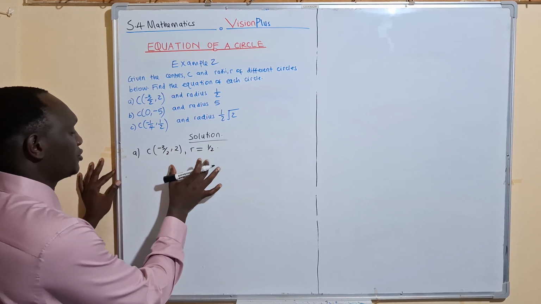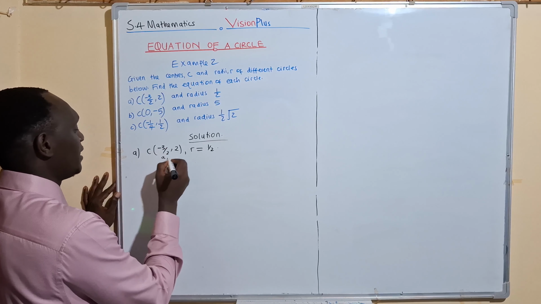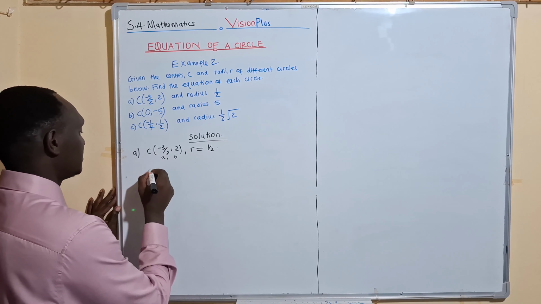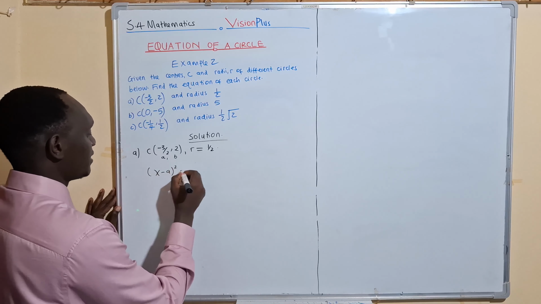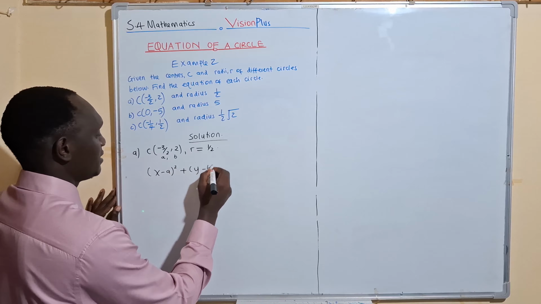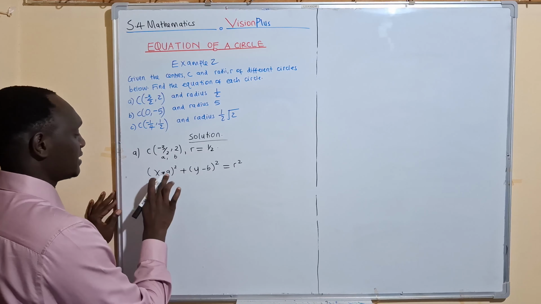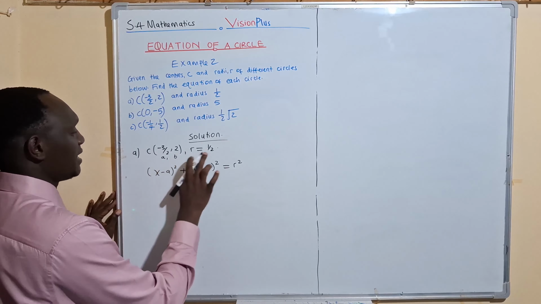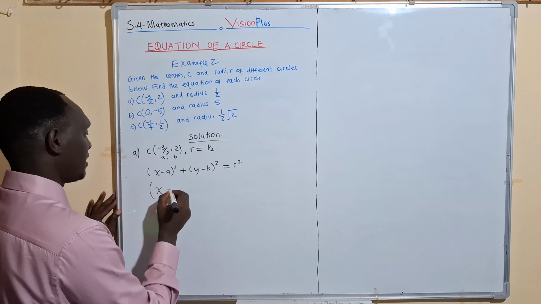For us to find the equation of a circle, we need to substitute for A and then B in the formula. And the formula says that the equation of a circle is given by x minus A squared plus y minus B squared equals to R squared. Let us substitute for A, B and R, where A is here, B is there and R is there. They are all given.